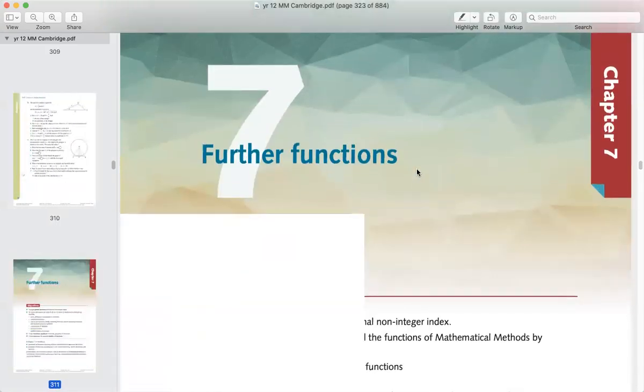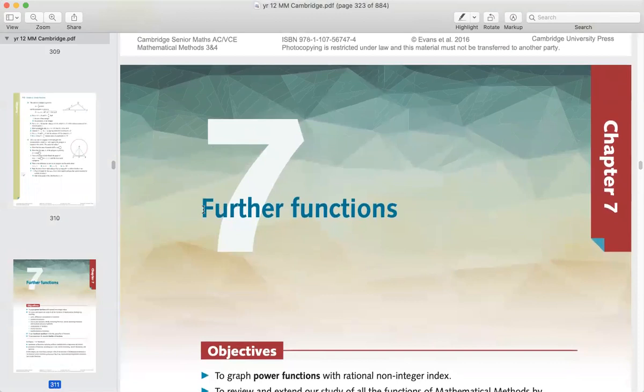And for the next lesson, I will quickly go through chapter 7 because it's more like revision. And then we can move on to derivatives and anti-differentiation, which is another part of Maths Methods calculus.